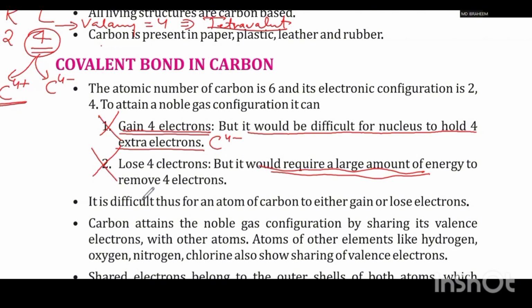So carbon cannot form an ionic bond. Carbon cannot form an ionic bond. So carbon has to form bonds. What kind of bond will carbon form? If carbon could not form the ionic bond, then there is another option.